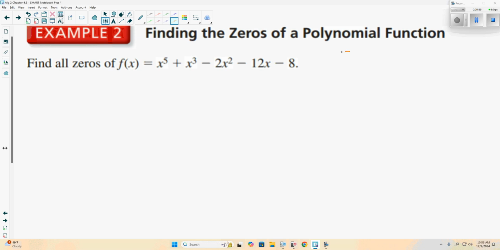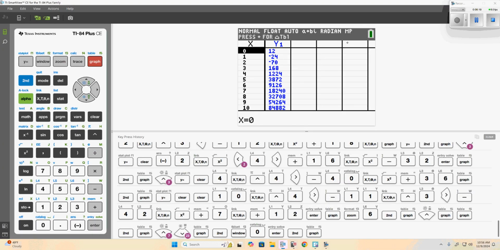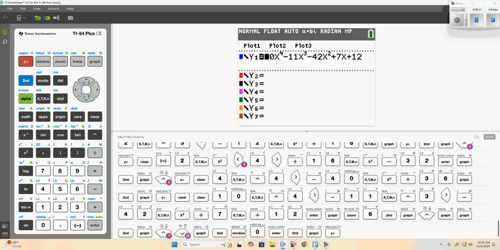5, because the degree is 5. So if we solve this and find 5 zeros, we know we are done because we need 5 solutions. We went through different ways to find this. We can do the rational zeros, so we can find all the rational zeros and test them one at a time. We can try to factor. But I have a feeling the first main way we want to do this is by graphing.